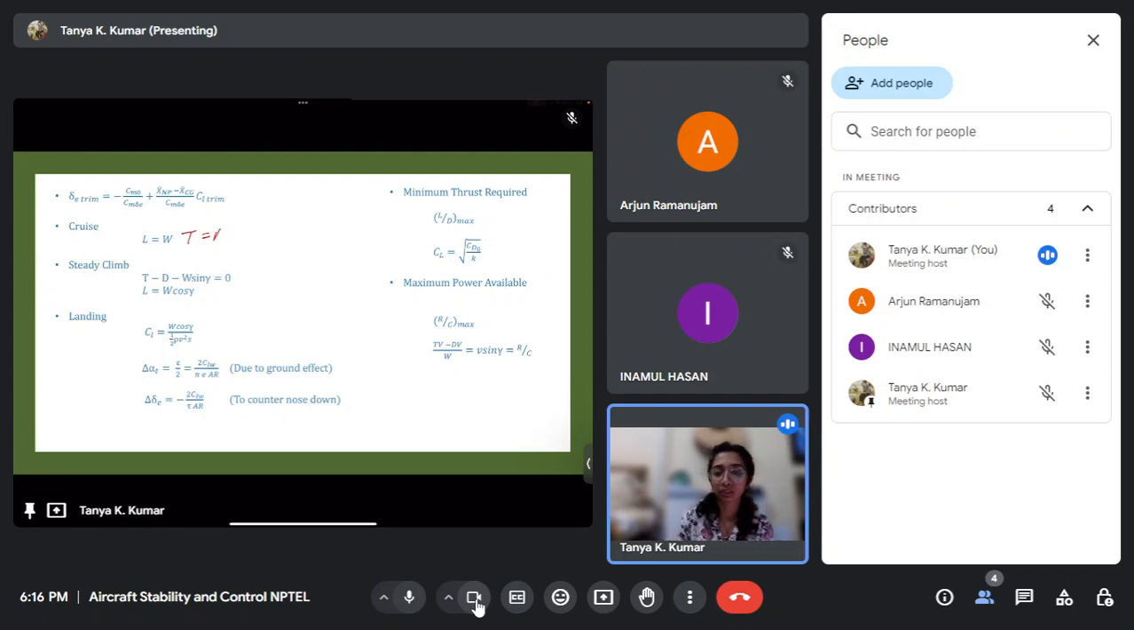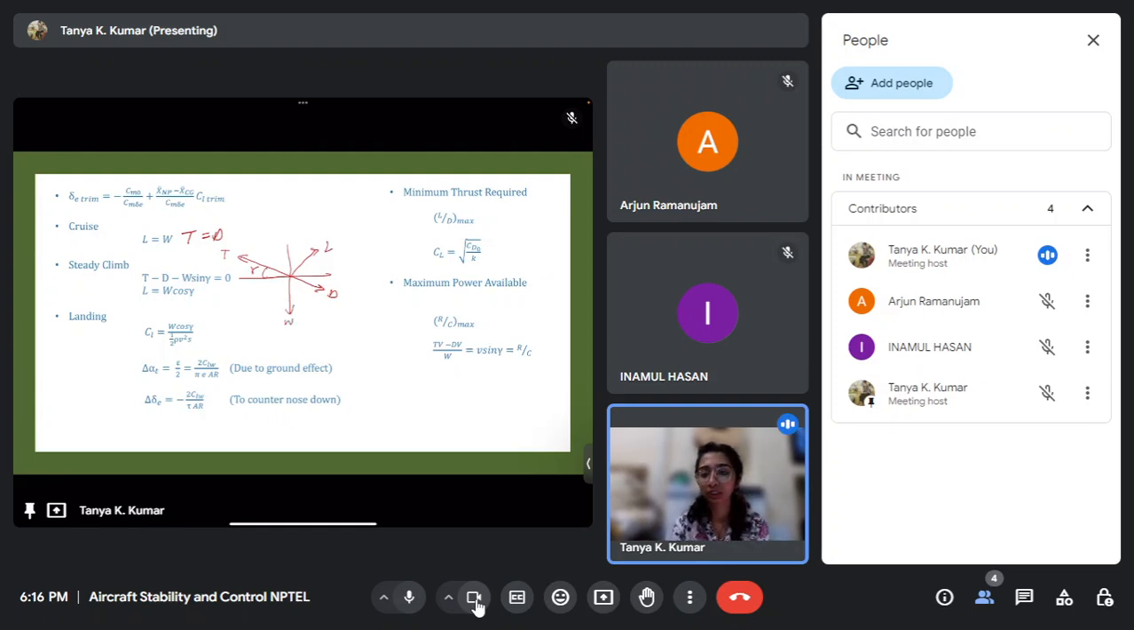Now some other maneuvers were discussed during the course: steady climb and landing. During steady climb, our equations of motion and force equilibrium change. For cruise, we had thrust equal to drag, lift equal to weight. In steady climb, an angle is introduced, so the fuselage reference line is flying at an angle. This is your x-axis, y-axis. Your thrust is now inclined at an angle, this is thrust, this is drag, your lift is perpendicular to this, and weight remains acting downwards.